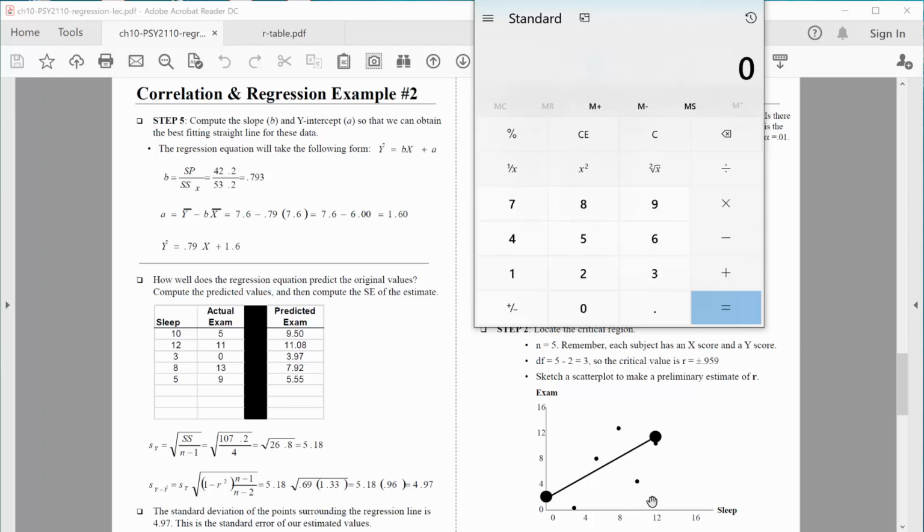Then I like to plot a point that's reasonably far away. We've already computed some values. When we plugged 12 into this regression equation, we found a predicted value of 11.08. So here's 12 on the x-axis, and here's approximately 11.08 on the y-axis. So there's a big dot right there. Now we just connect the dots. That is our regression line. And we can see these points are close enough to that regression line, but there's quite a bit of variability.